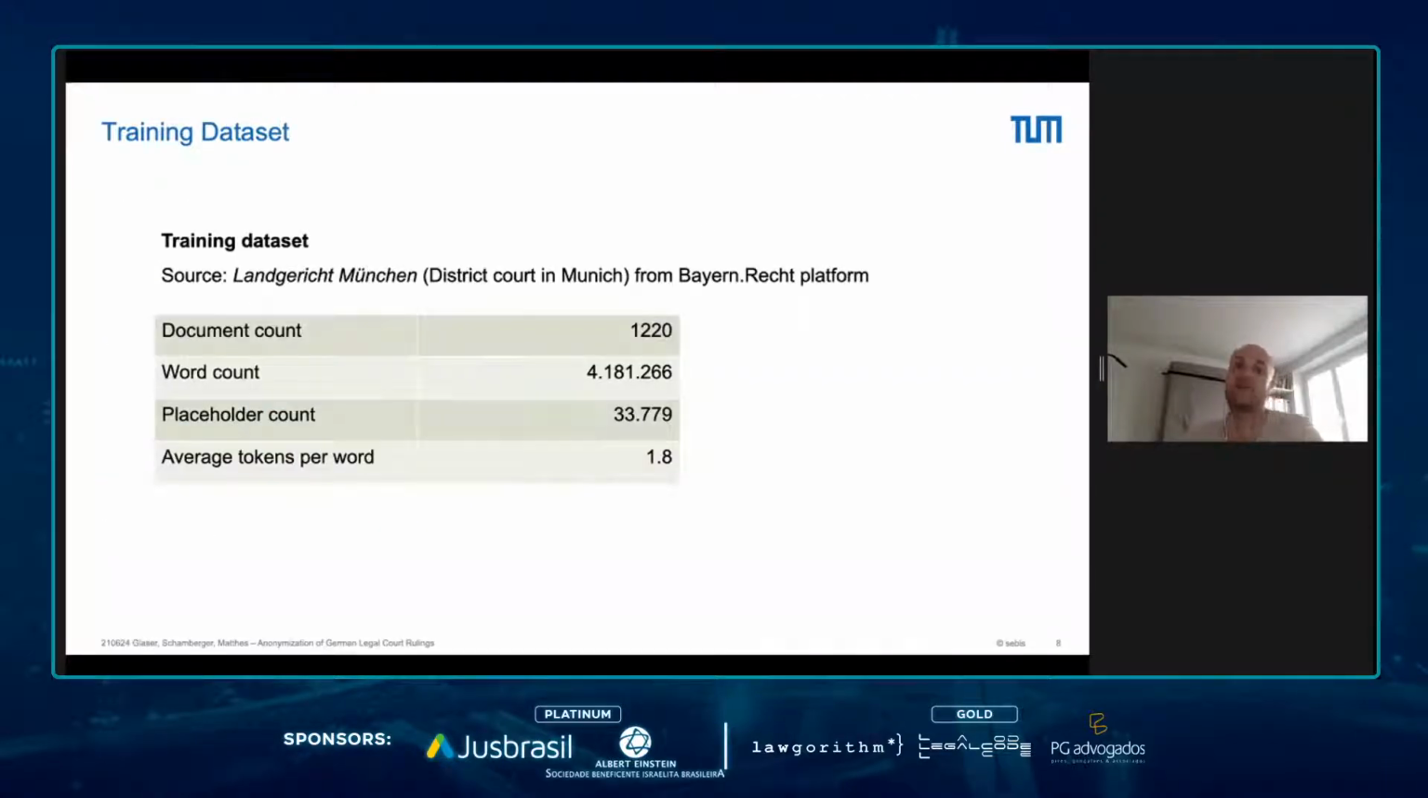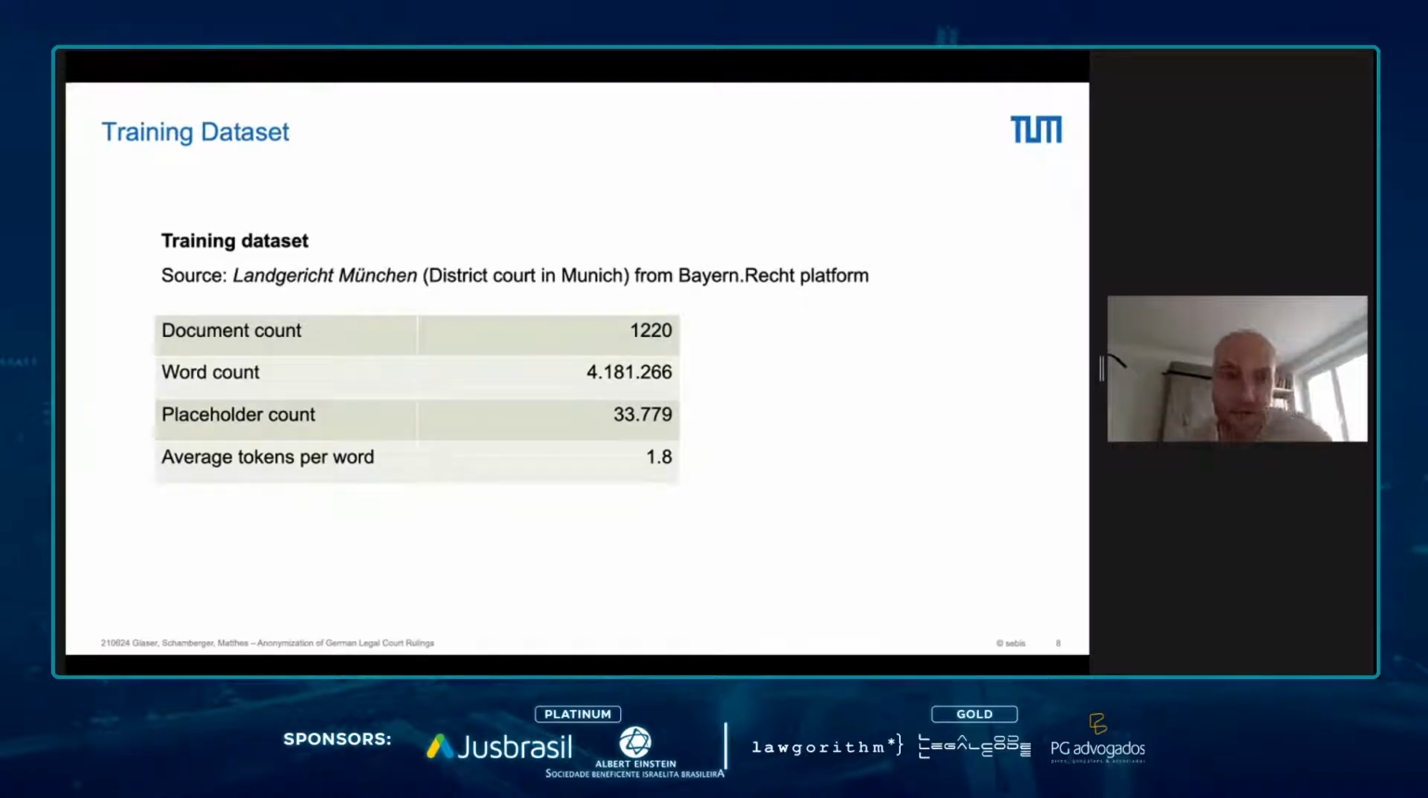We collected data from the district court in Munich and from the ordinary jurisdiction. It was around 1,200 documents. It's not really much, but it serves as a proof of concept to see whether our general idea to utilize anonymized data to train something like that is working.